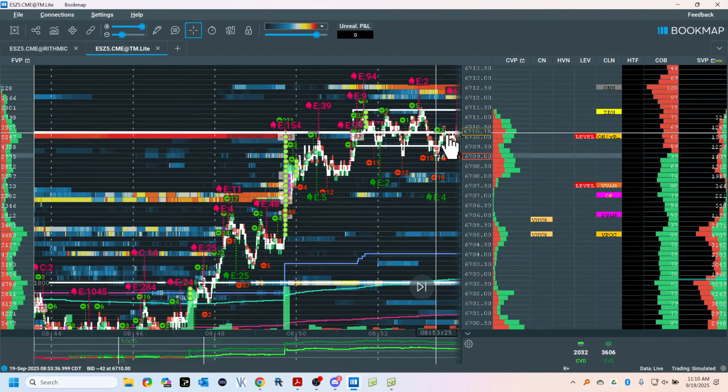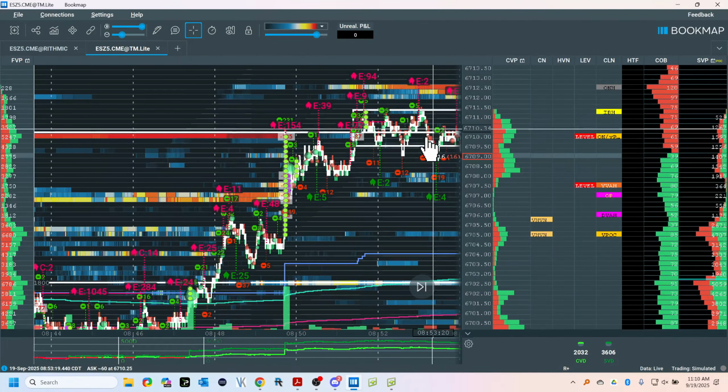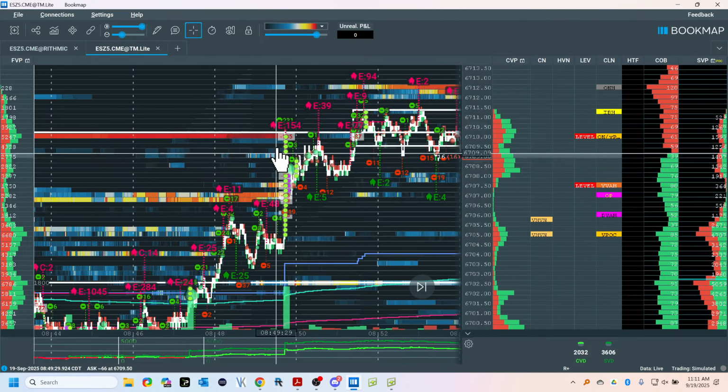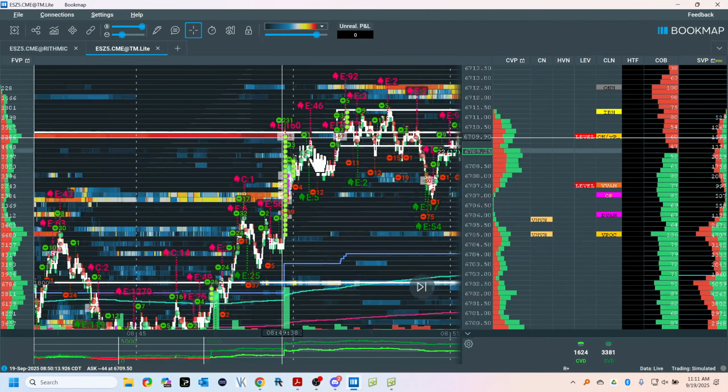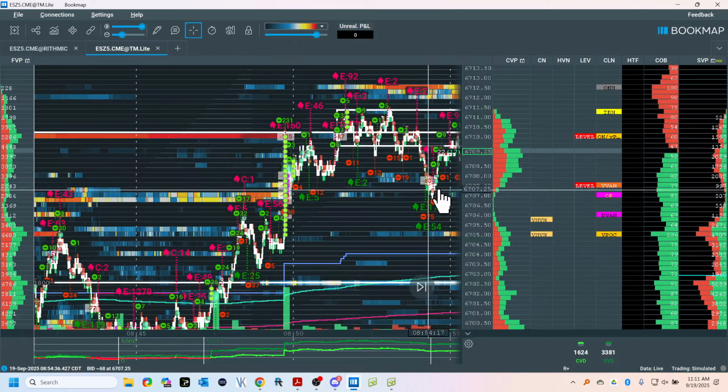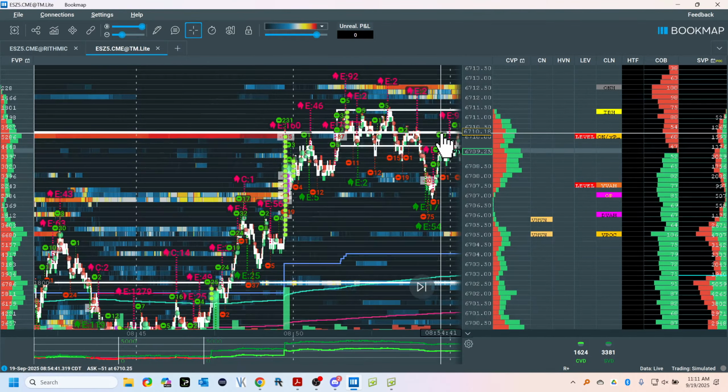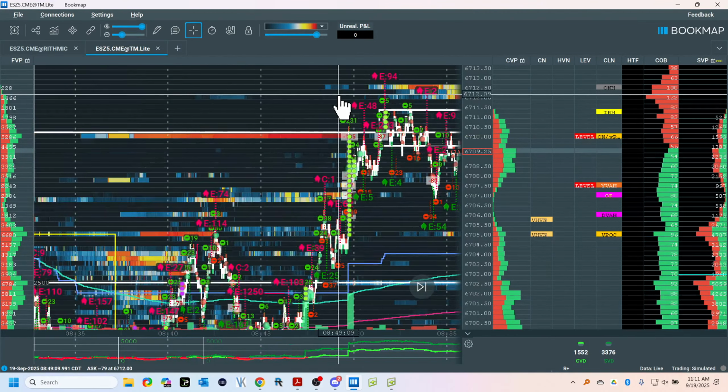So, too high. And I have to clear this to go higher. And if I can't get above this developing volume, I can break lower. And this is also resistance. Break low. Now, what's resistance? It's here. Watch.